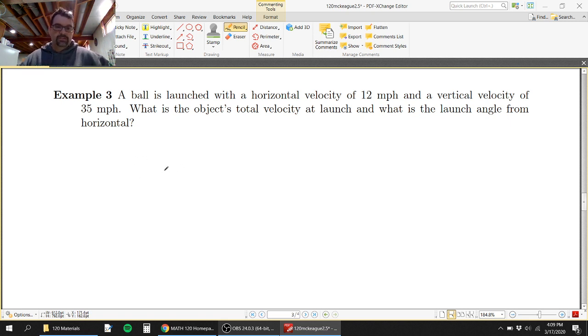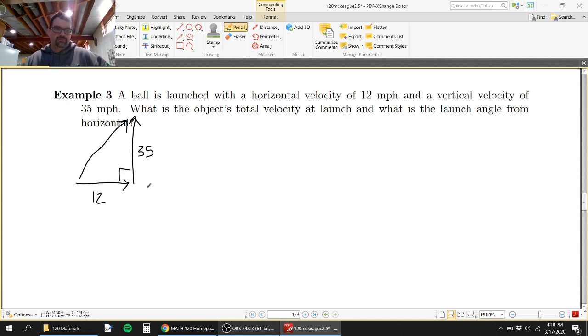All right, so here's a ball. It's launched in a certain direction, but we're able to know how fast it's moving horizontally and how fast it's moving vertically. You could think of either of those quantities separately. And so the question is, okay, what direction is it actually going and how fast is it going? So horizontal velocity 12 miles an hour. If we start drawing a picture here, that's a vector of 12 horizontal, a vector of length 35 vertical, and if you add those together, that means this vector right here.